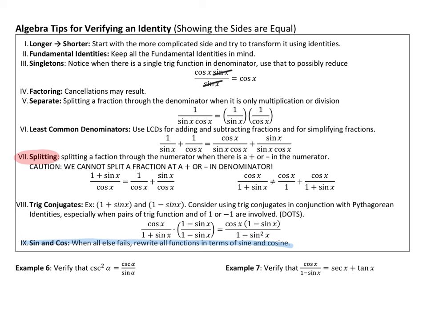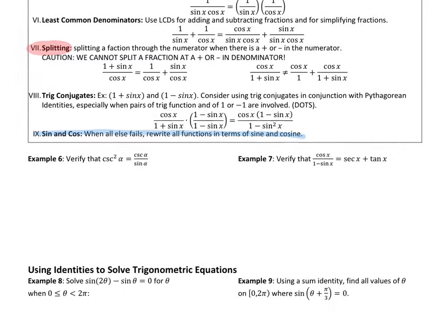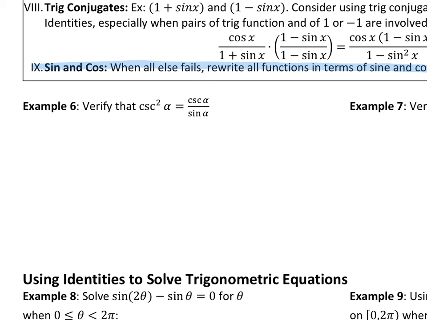So in example 6, we're going to verify that cosecant squared of alpha is equal to cosecant of alpha divided by sine of alpha. To do this, we're going to take one side of the equation only and try to get it to match the other side. So I'm going to take this side and try to get it to match the other side. So let's just start by rewriting things in terms of sine and cosine. Cosecant squared of alpha, how else can I write that?